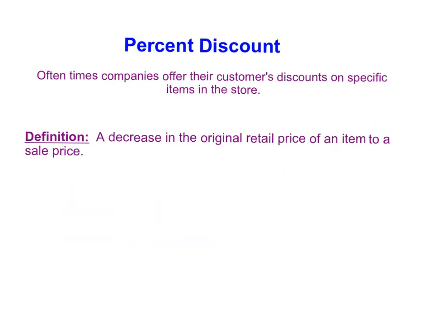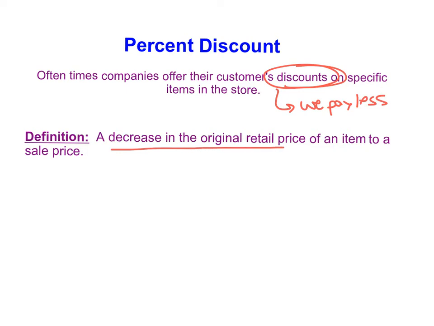So now let's take a look at percent discount. Percent discount is also something that you're probably very familiar with, because oftentimes stores take the normal price of an item and offer discounts on those items. And you should know that discounts mean we pay less as the consumer. So the definition of a percent discount is a decrease in the original retail price of an item.